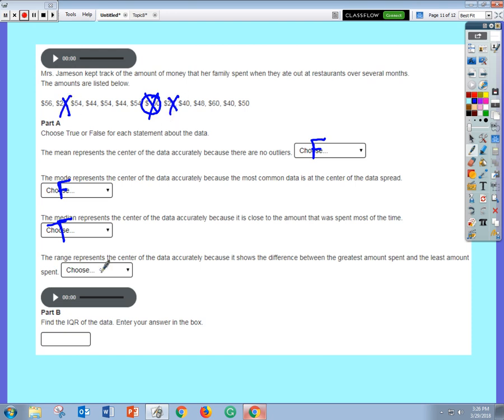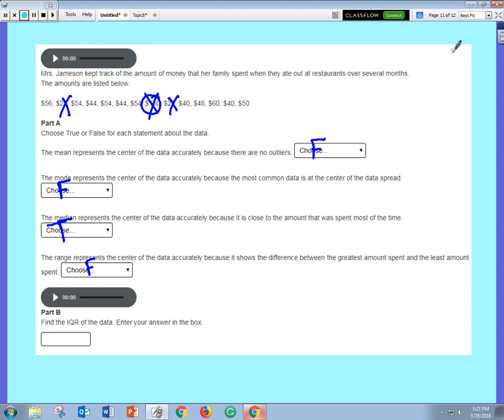The range does not represent center. It represents spread. Now, find the IQR. IQR meaning I have to now break this up into quartiles. We have 25. Our next lowest is 2 40s. We then have, let's cross out these 40s. We then have 1, 2 44s.